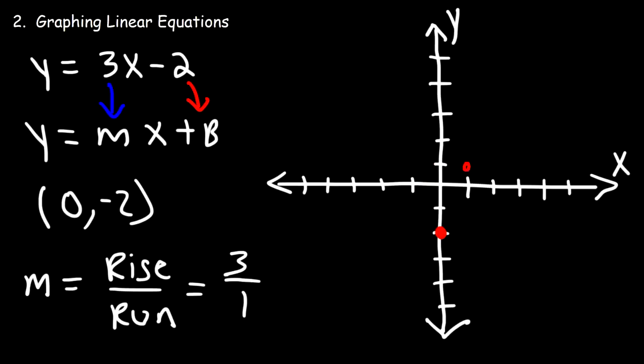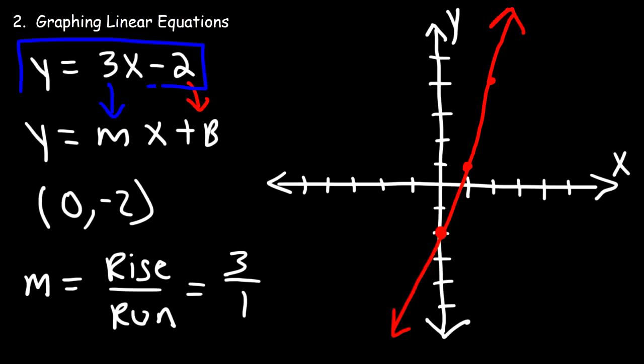So that should take us to the point 1 comma 1. And then we're going to rise 3 units, and then travel 1 unit to the right. And so that's going to take us to the point 4 comma 1. And then draw a straight line that connects the points together. And so that's a rough sketch of the graph that corresponds to this equation.